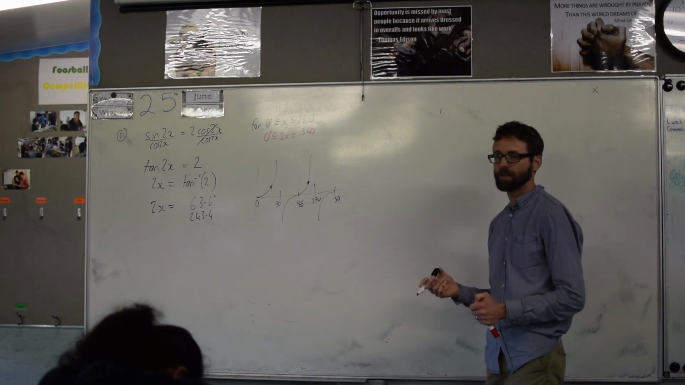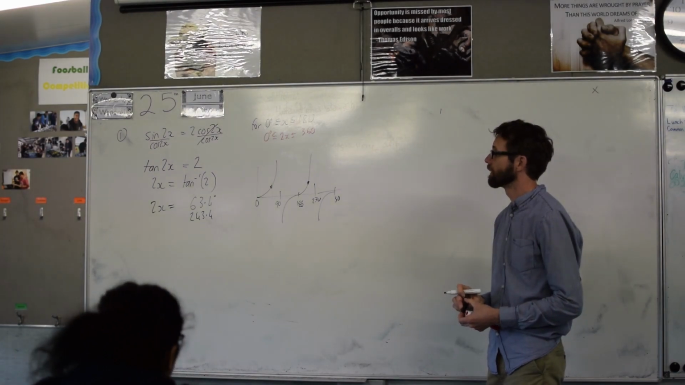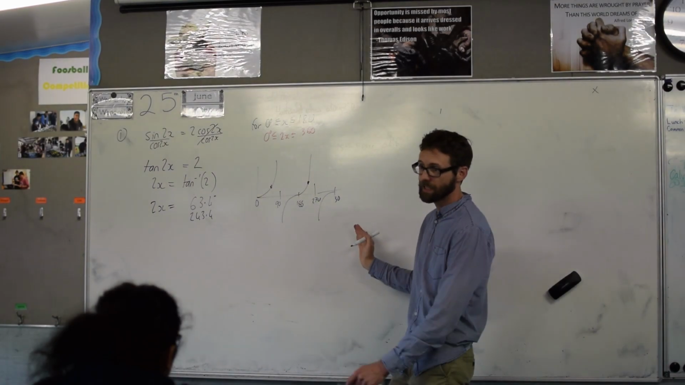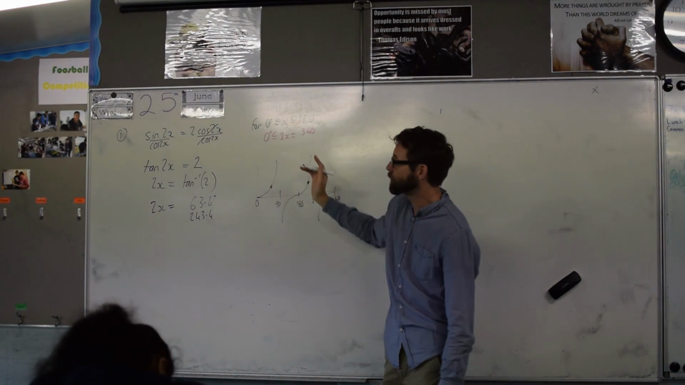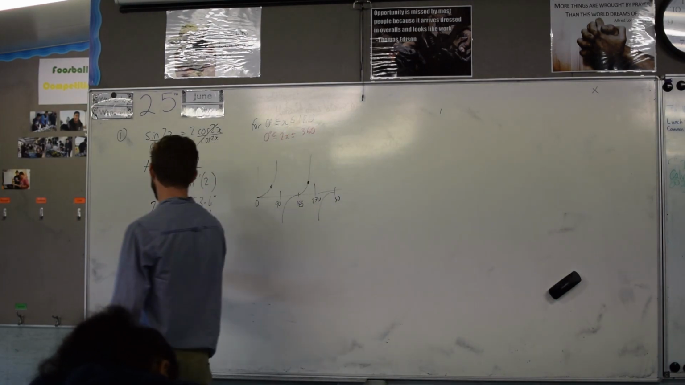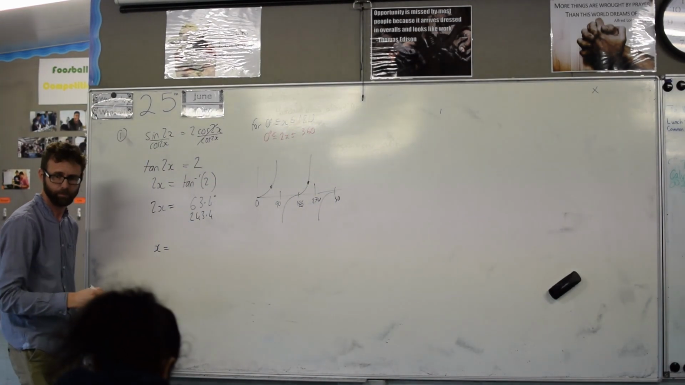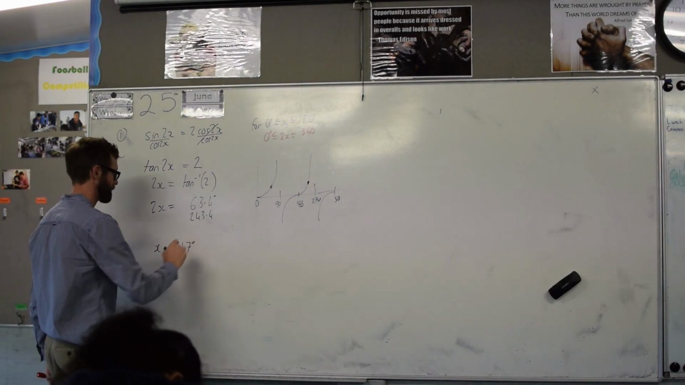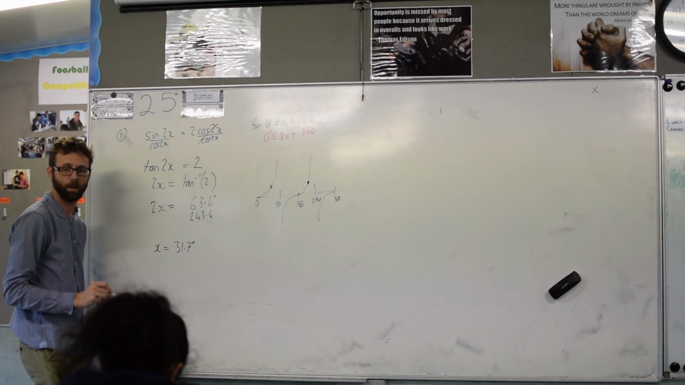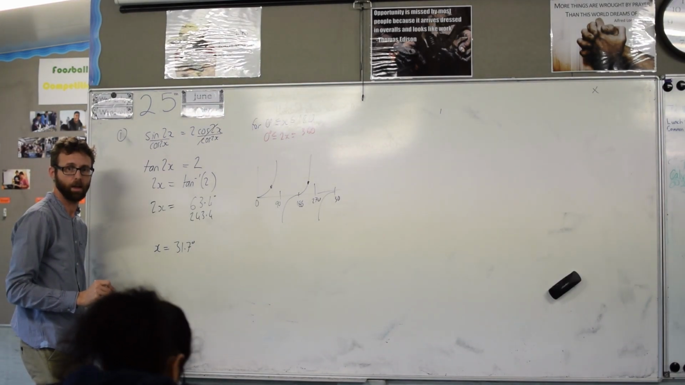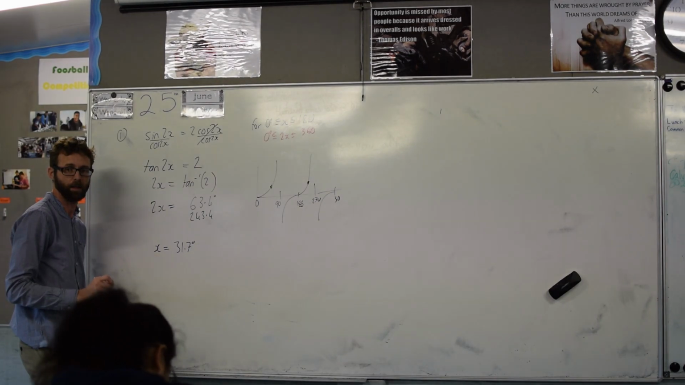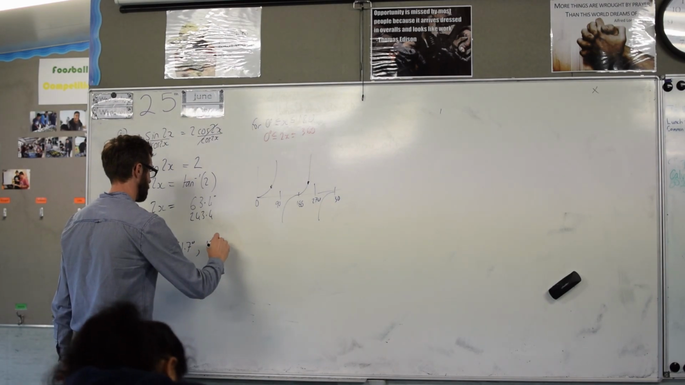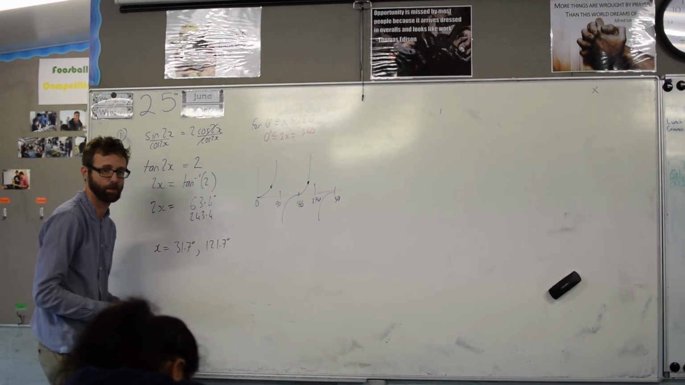Super job. We're almost there. What are we going to do as our last step? Divide by 2. Both of those by 2. So you get all of your results in the line for 2x in this range, and then you divide by 2 to get your final answer. So therefore x equals 31.7. And next one? 121.7. And those are our answers.